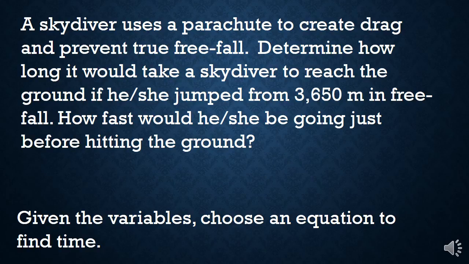So for this problem, we know the initial velocity, we know the displacement, and we know the acceleration. So now we want to figure out which equation we can use given those variables to find time. So we need an equation that has displacement, initial velocity, time, and acceleration. Because again, this is free fall, so we know that acceleration will be negative 9.8 meters per second squared.